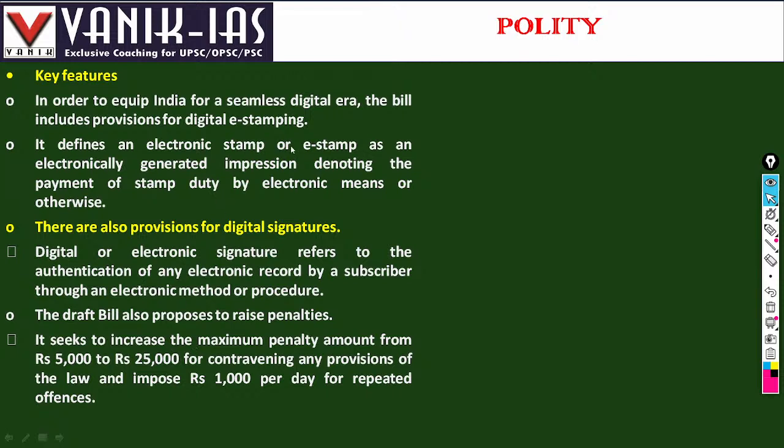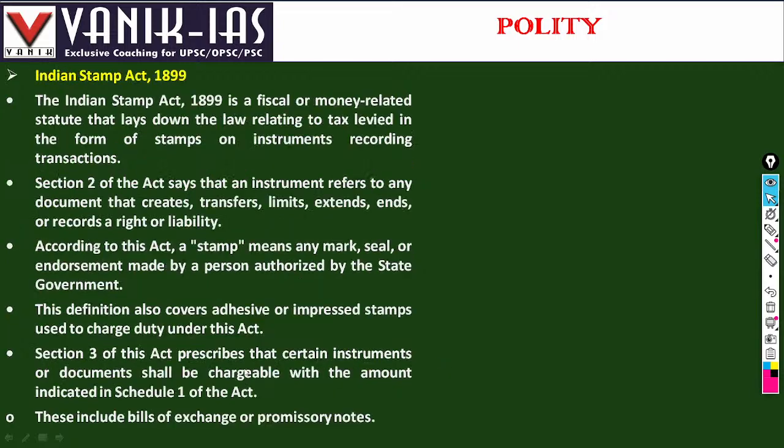It defines electronic stamp or e-stamp as an electronically generated impression denoting the payment of stamp duty by electronic means or otherwise. There are also provisions for digital signature. Digital or electronic signature refers to the authentication of an electronic record by a subscriber through an electronic method or procedure. The draft bill also proposes to raise the penalties. It seeks to increase the maximum penalty amount from 5,000 to 20,000 for contravening any provisions of the law and imposes 1,000 per day for repeated offences.